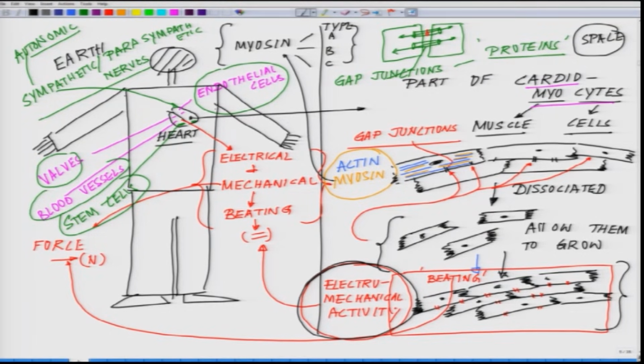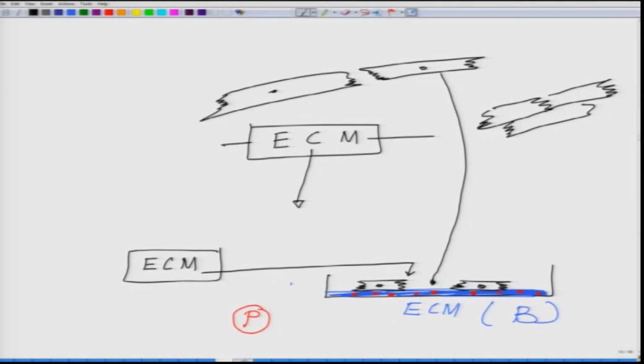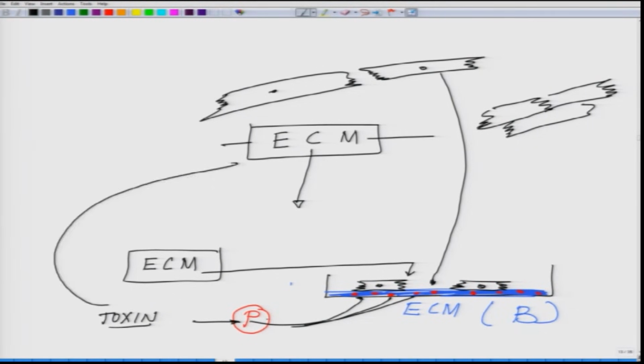Now, here I am telling you that you can actually test such things if you say this P will prevent their migration. Say for example, P is some form of a toxin which binds to extracellular matrix and prevents the cardiac myocytes from coming close to each other. So, how to test it?